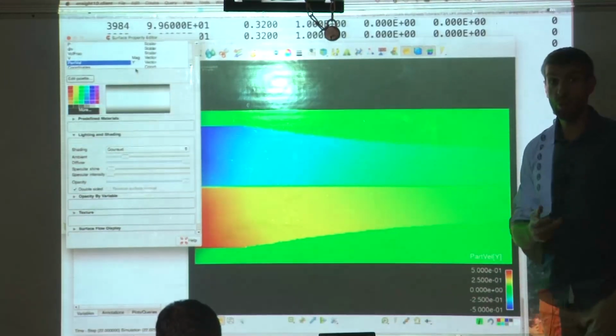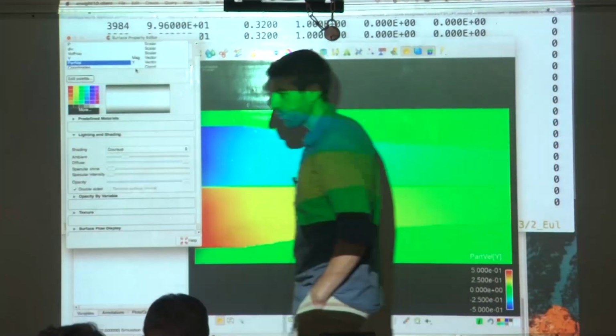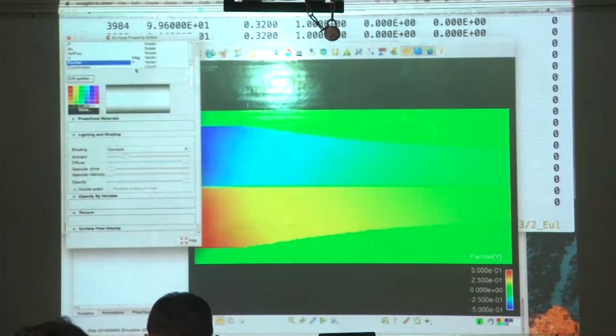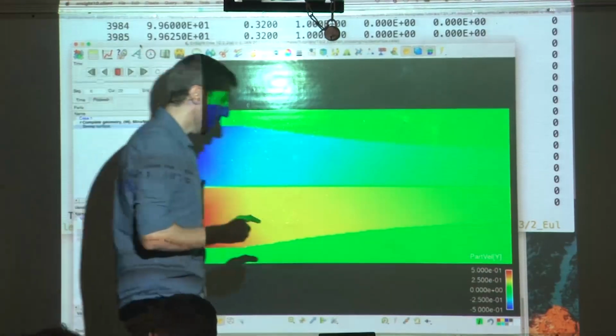But that means that here my volume fraction is 10 to minus 10. A Lagrangian code will have no clue what the velocity is. If my volume fraction is 10 to minus 10, there's basically, statistically, an incredibly low probability that I even have a Lagrangian particle there, and therefore I have no velocity information. All right, any questions on this?